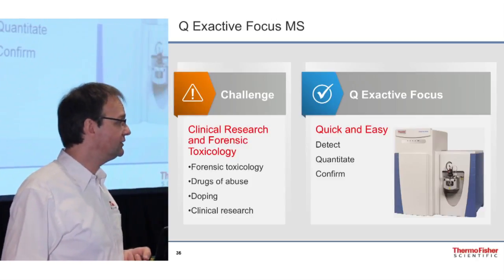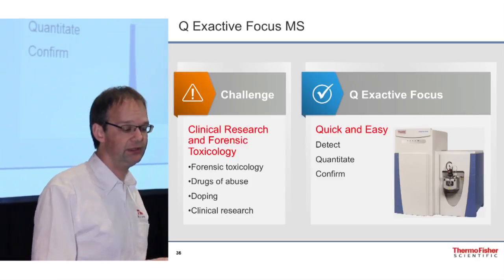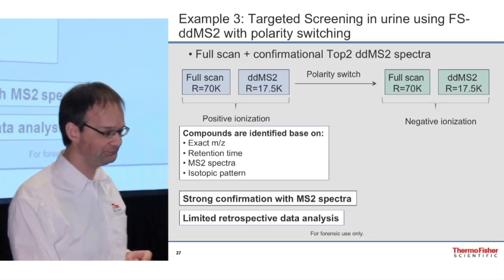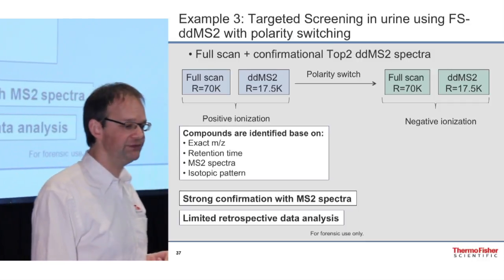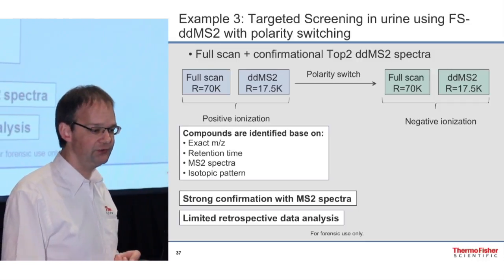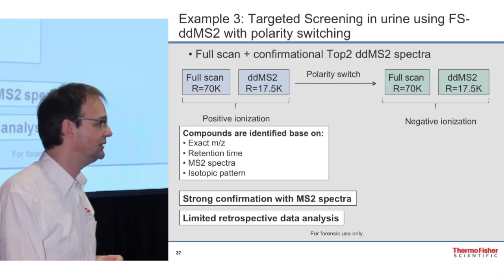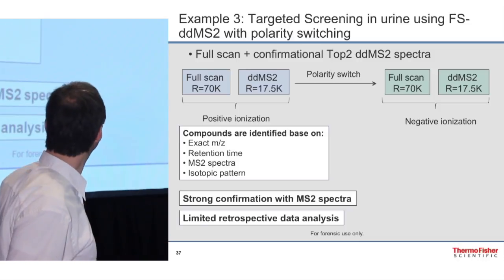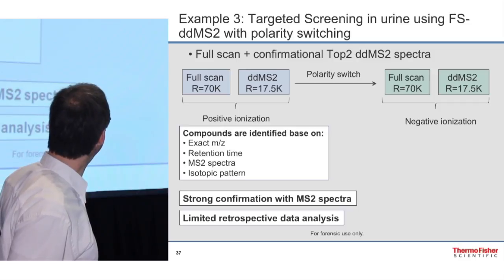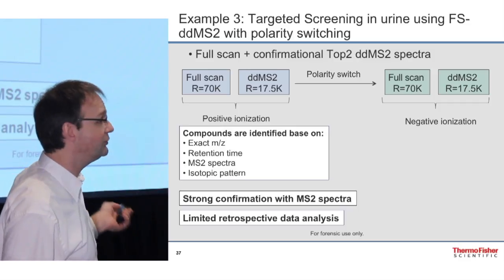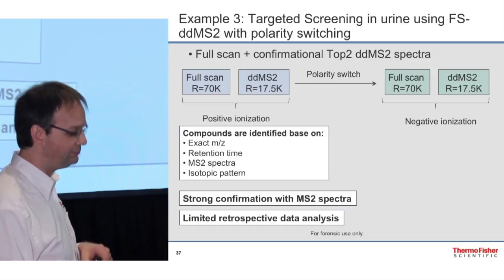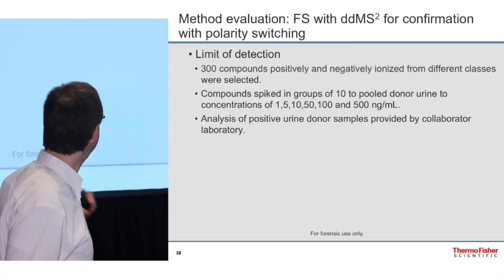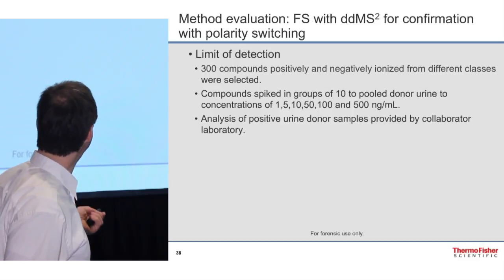Of course, we don't run only food safety or environmental applications. We look into clinical applications as well, for example. So we have the targeted screening in urine using full-scan data-dependent MS2, in this case with permanent polarity switching. So we have a full scan on high resolution, a data-dependent MS2 on low resolution, switching the polarity, doing the same on negative polarity and back. So what are the results looking like? We have 300 components, positively and negatively ionized.